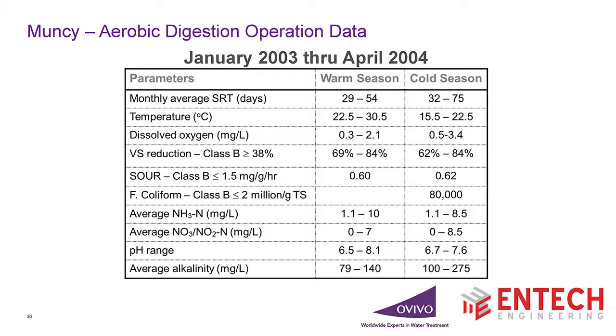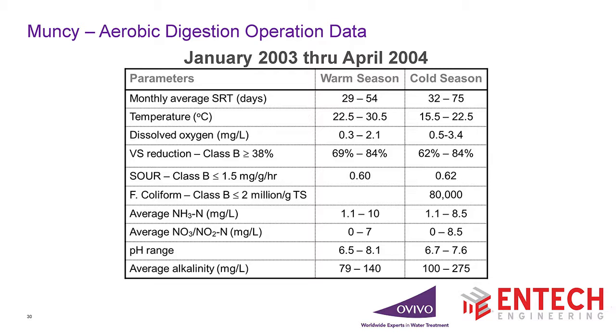Another measurement to say, are you meeting Class B, is the standard oxygen uptake rate. The requirement being less than 1.5 milligrams per gram solids per hour. We're down in the 0.6 range, meeting that. Fecal coliform for Class B, we should be less than 2 million. In the cold season, we measured an 80,000 on this thing.